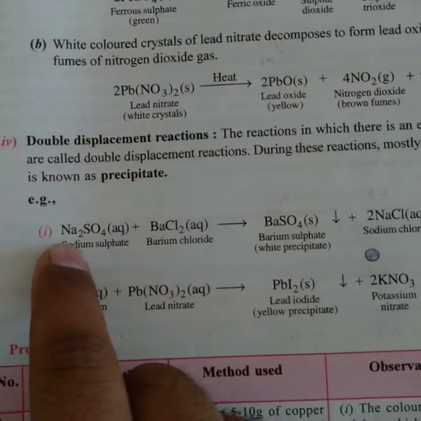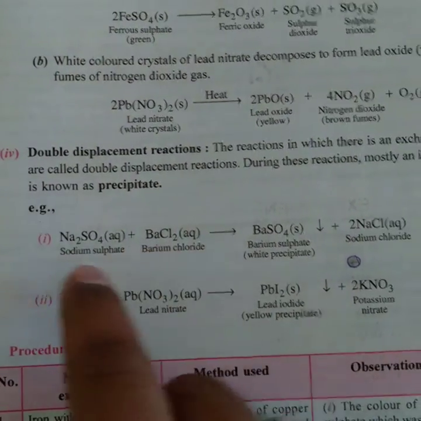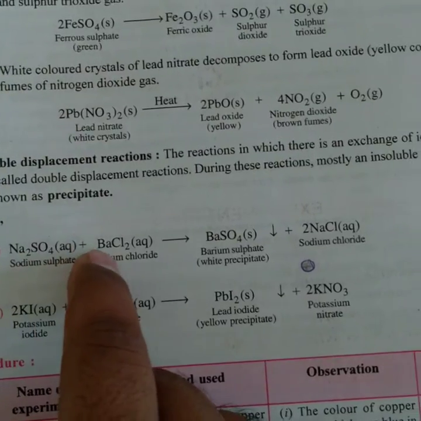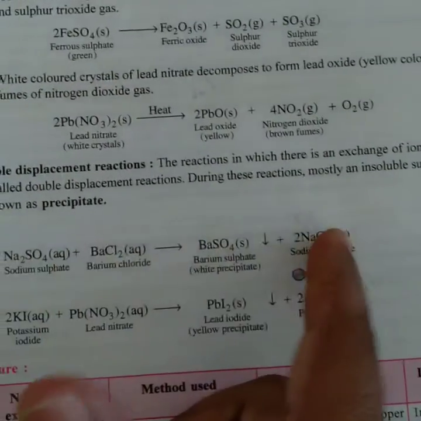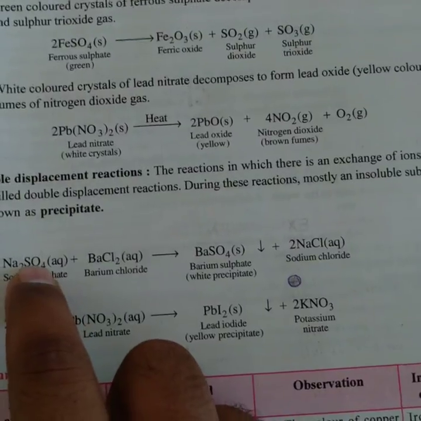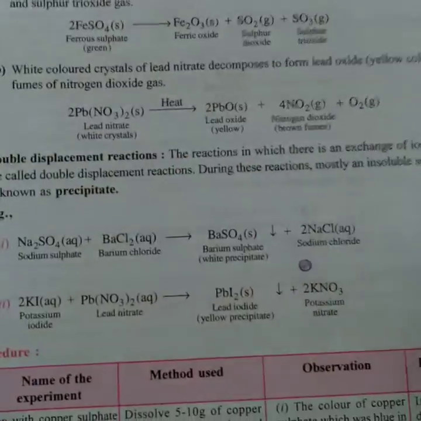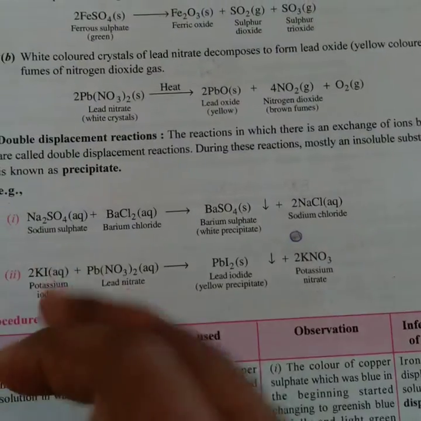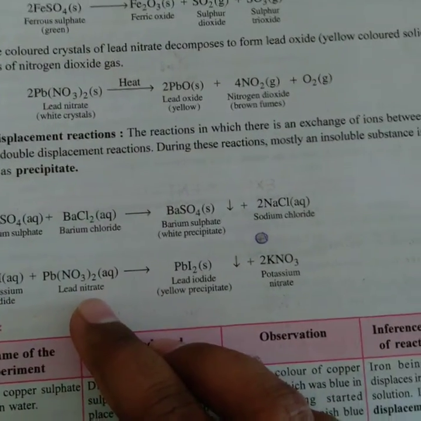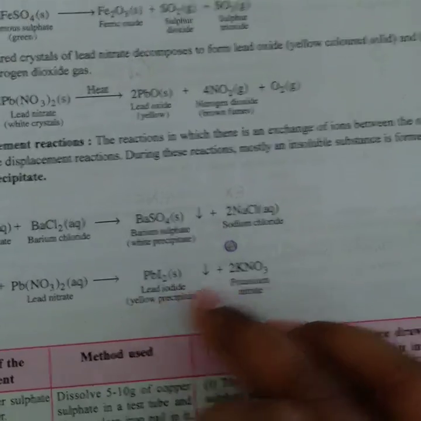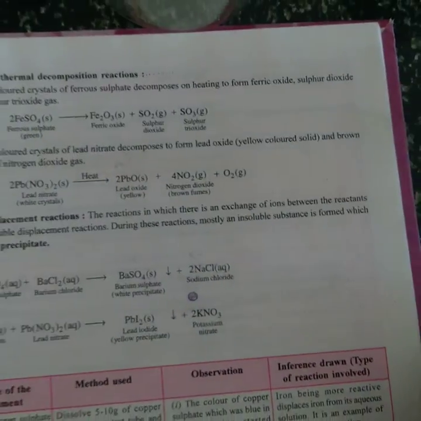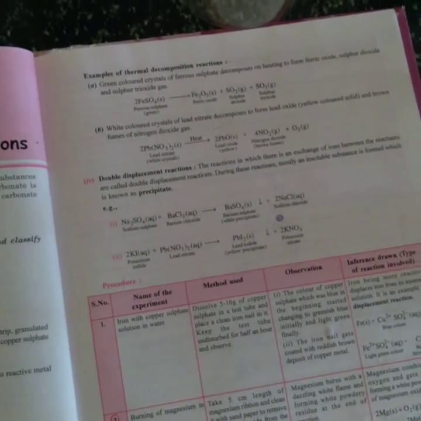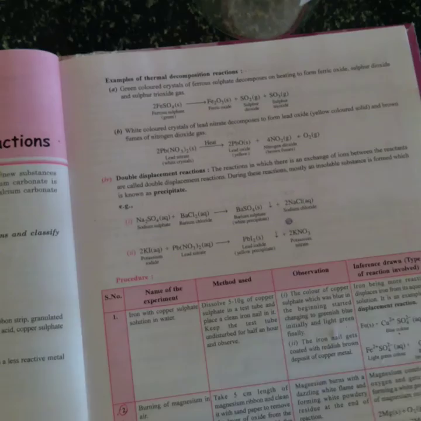What happens in a double displacement reaction? Na2SO4 and BaCl2: the Na is exchanged with Ba, so Na becomes NaCl, and Ba reacts with sulfate to form barium sulfate. This is a double displacement reaction. You can even take potassium iodide and lead nitrate, and you get lead iodide and KNO3, potassium nitrate. So these are the types of reactions: combination, decomposition, displacement and double displacement reaction.